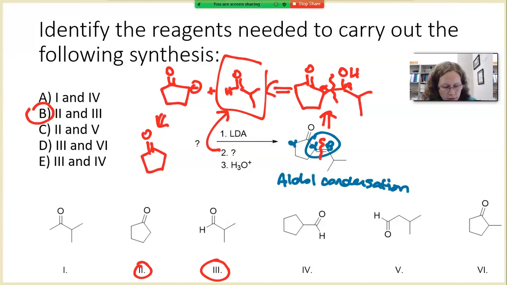A couple of questions I often get: how do I know that I had an aldehyde right here and not, say, a ketone? I knew I had an aldehyde because if I look at my beta position, there's a hydrogen right there, and that's the hydrogen of the aldehyde.